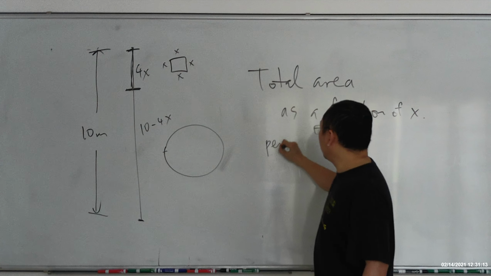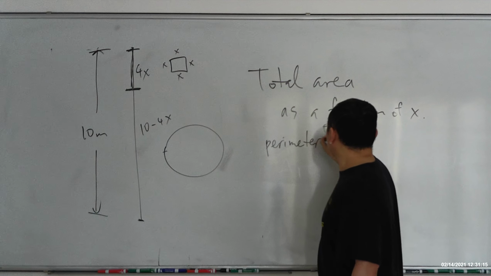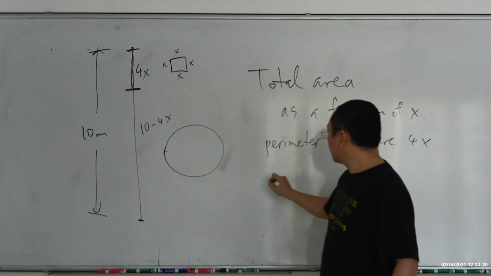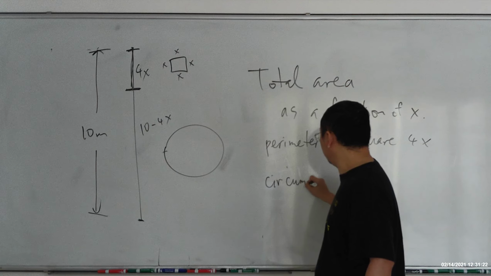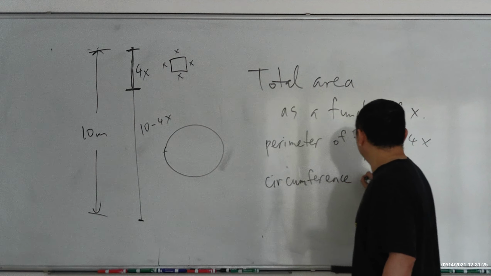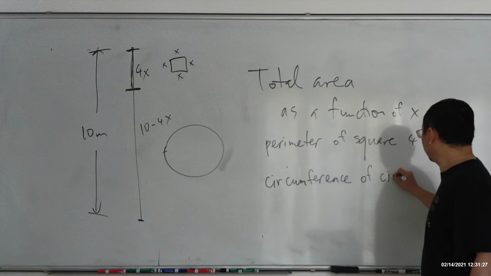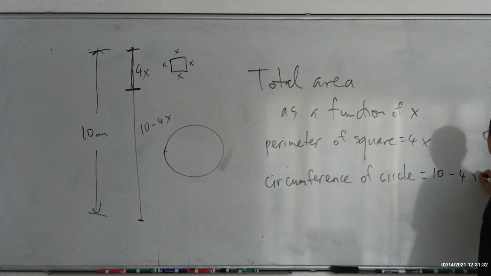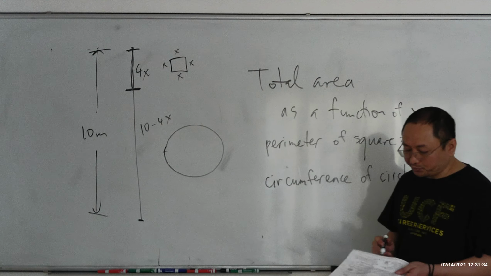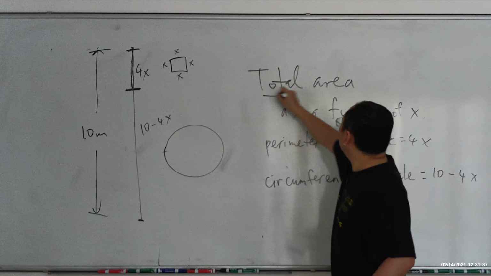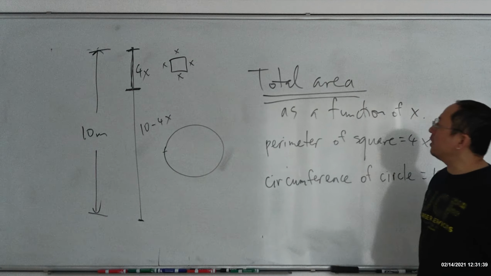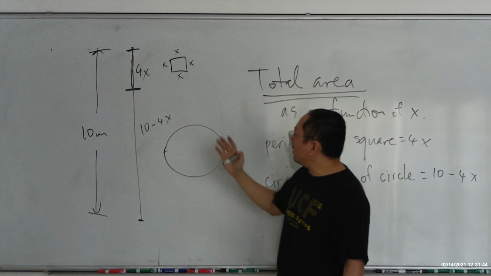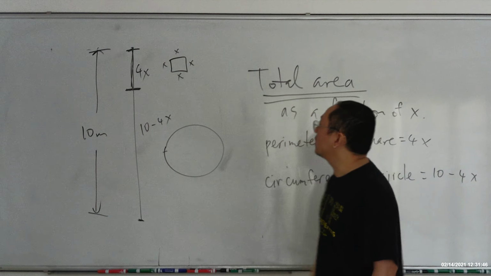So I know that the perimeter of the square will be 4x. The circumference of the circle will be 10 minus 4x. That's what I know. And they asked to find what? The total area. That's the key, the total area. So I have to calculate the area of the square, I have to calculate the area of the circle, and then I'm going to add them up. I have the total area.